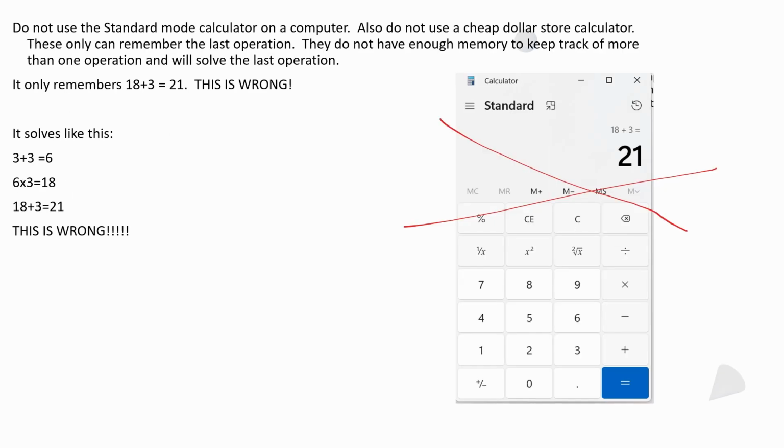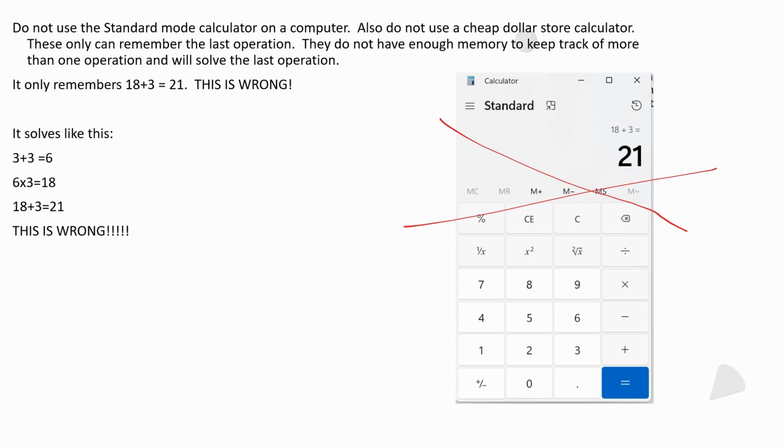However, a lot of people get confused, or they've got a cheap dollar store calculator, or they're using the standard mode calculator on a computer. And unless you're using the memory functions, which a lot of people don't know how to use, what happens here is that these cheaper calculators or the standard mode calculator can only remember one operation at a time. So in the case of the Windows computer, it's solving 3 plus 3 and getting 6, and then it's taking 6 times 3 is 18, and then 18 plus 3 is 21, and that's wrong.